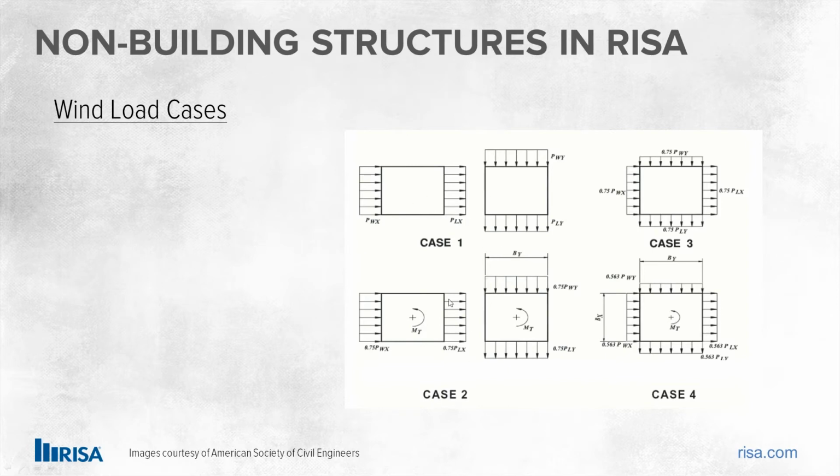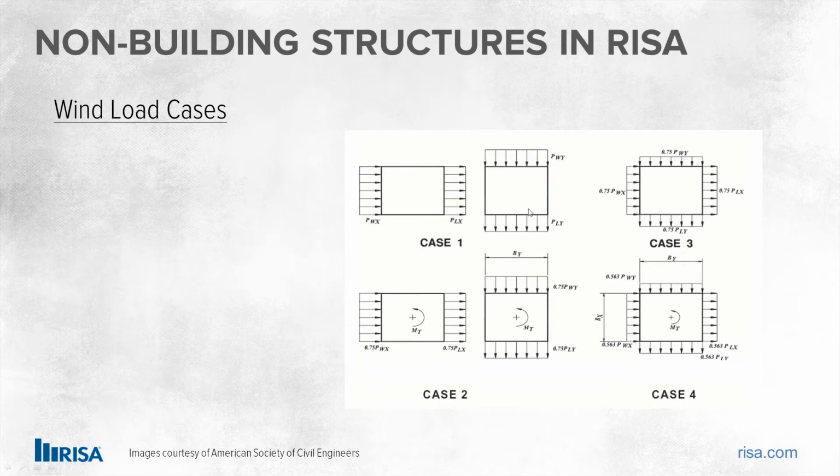Now if we take a look down here at case number 2, this is what we would call our accidental torsion wind case. And the idea behind this is that the wind load may not be lined up perfectly centered on the structure, and if there's an eccentricity in the wind load, it's going to cause the structure to have somewhat of a torsion in plan view.